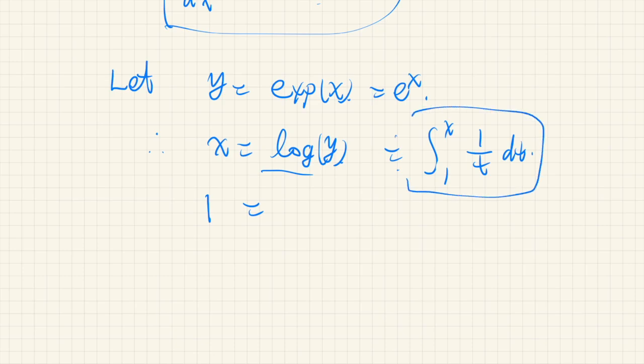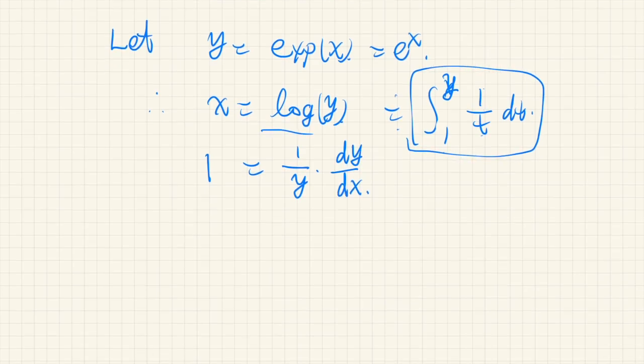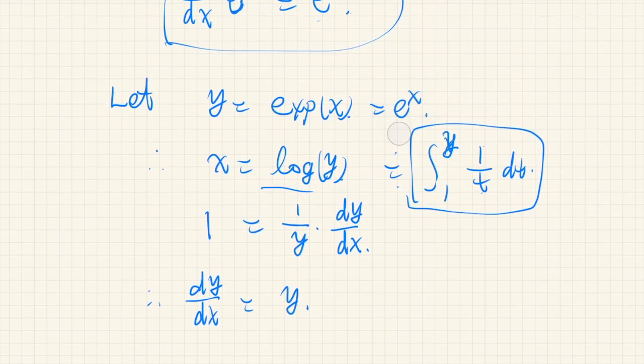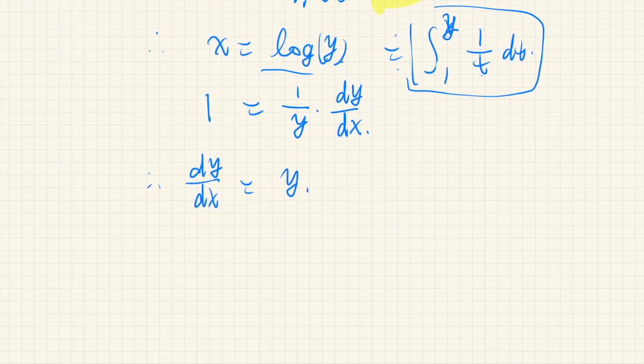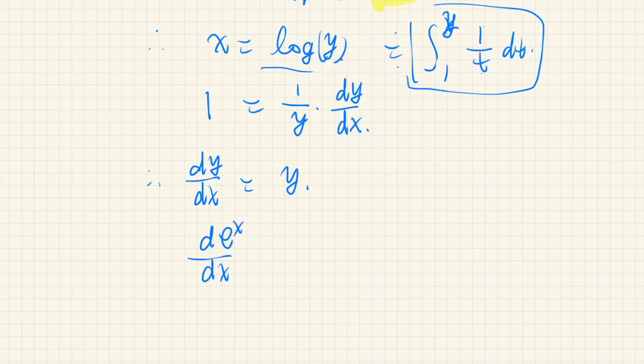So if you differentiate this with respect to, actually it should be y here, with respect to y, then it yields 1 over y, right? 1 over y, and by the chain rule, we have dy/dx here. So, as a result, we have dy/dx is equal to y. But y is, wait a minute, e to the power of x. So we have this. We are done.